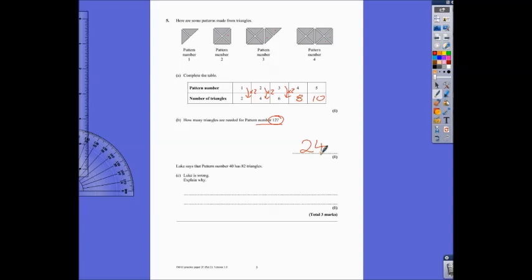Luke says that pattern number 40 has 82 triangles. Explain why he's wrong. Well, as we've just explained, we're doubling the pattern number, so 40 times 2 should be 80. So there are 80 triangles in pattern 40.